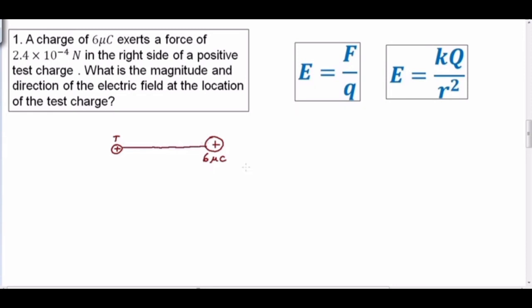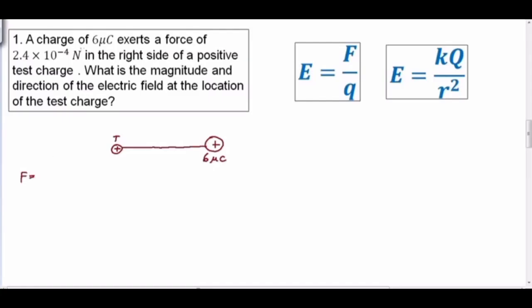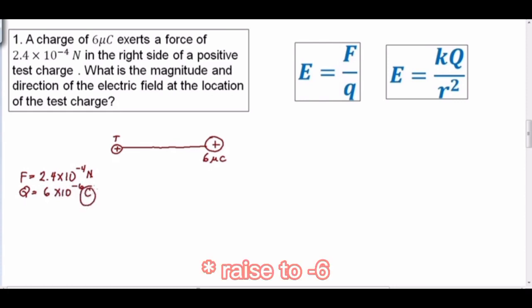Because as I said earlier, gagamitin natin yung formula pag yung problem ay nagsasabi na may force. Kailangan ang mga charges ay naka-measure in coulomb. So, pagka given ang force, ito yung formula na gagamitin natin: E is equal to F over Q. Substitute lang natin. F is equal to 2.4 times 10 to the negative 4 and Q is equal to 6 micro, meaning 6 times 10 to the negative 6 power.